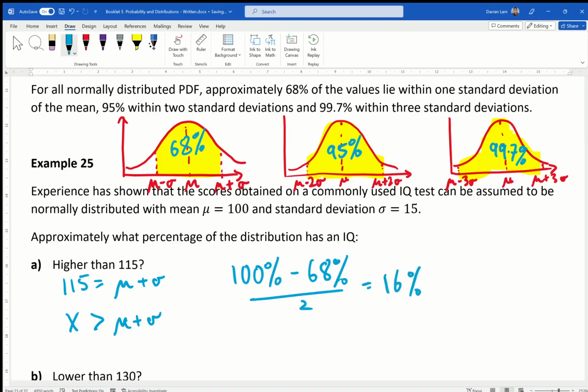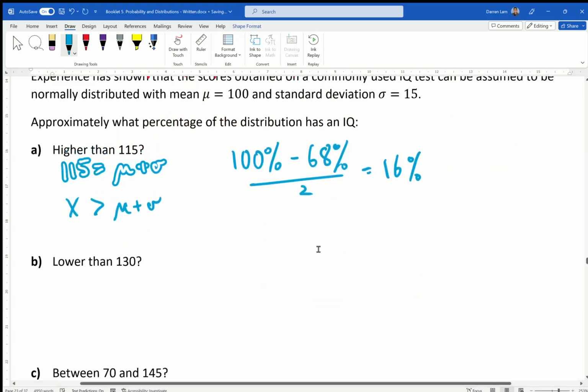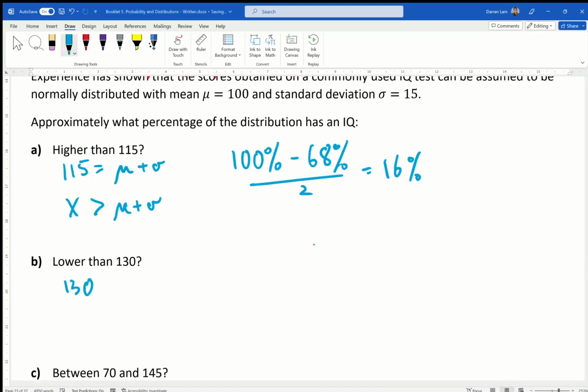Now, you might be thinking, well, I can do it another way. I can go 50% minus half of 68%. So 50% minus 34%, yeah, that gives you the same thing. That's it. Questions? Okay. Lower than 130, so 130 I know is equal to mu plus 2 sigma.